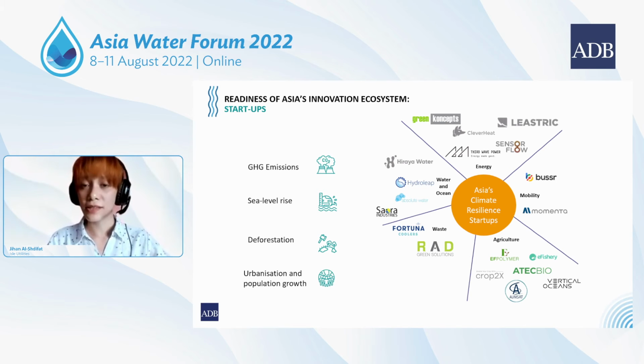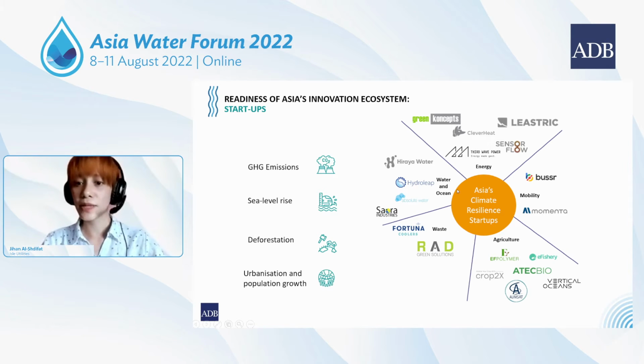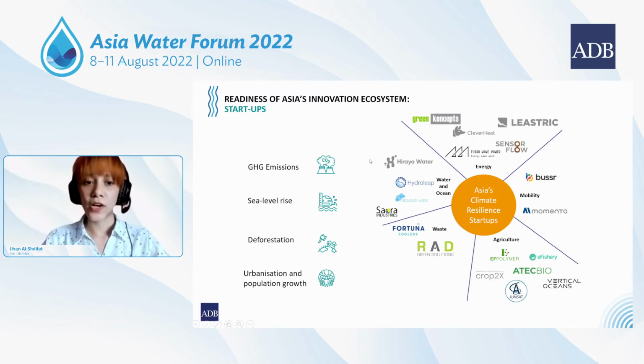And the good thing about it is these technology companies are local companies, so they are based in Asia, and a lot are in Southeast Asia. Why is this important that we address all the themes related to climate resilience? It's because on the left-hand side, these are the specific themes about climate resilience that are of concern to Asia. Number one is GHG emissions.